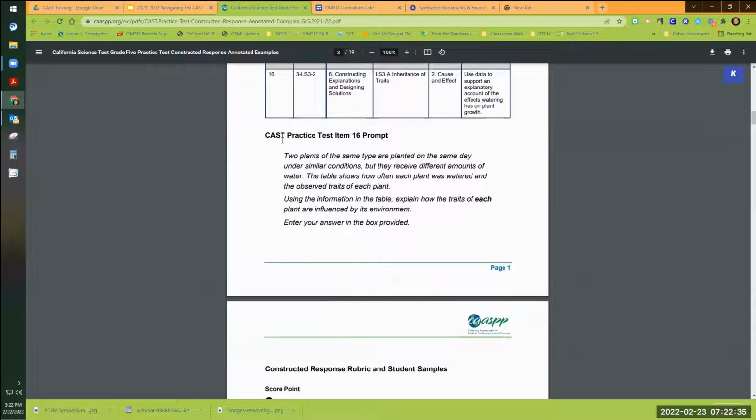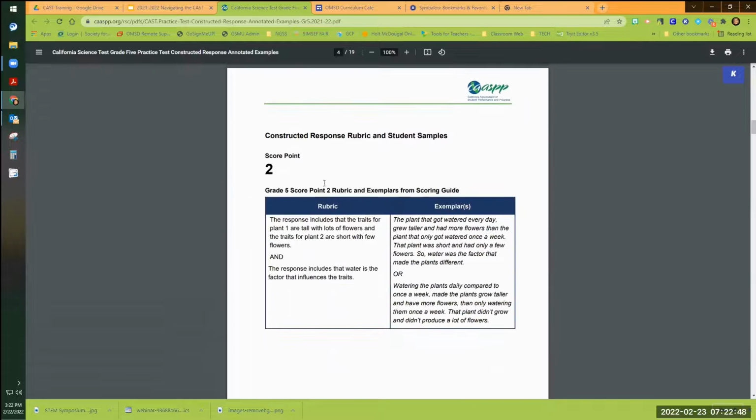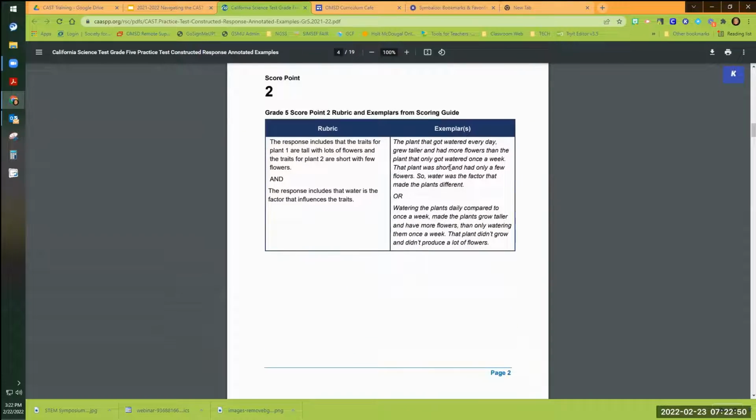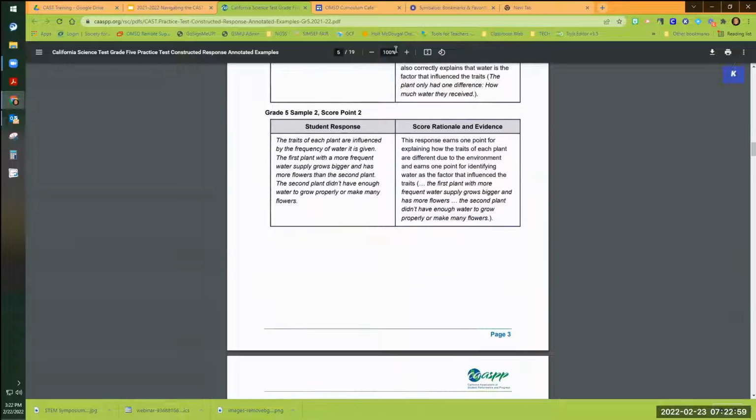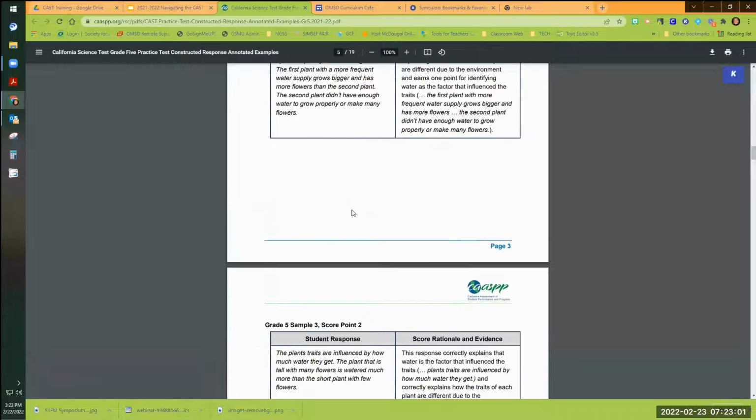You could have them answer prompt 16 on their own and then give them the rubric. Let them look at the exemplars of what they could have written and then see where they would score, whether they would have given themselves a 2. Here are all kinds of exemplars and rationale for the 2. Here's the 1 point. Again, they could see if they matched up with what these students were writing.